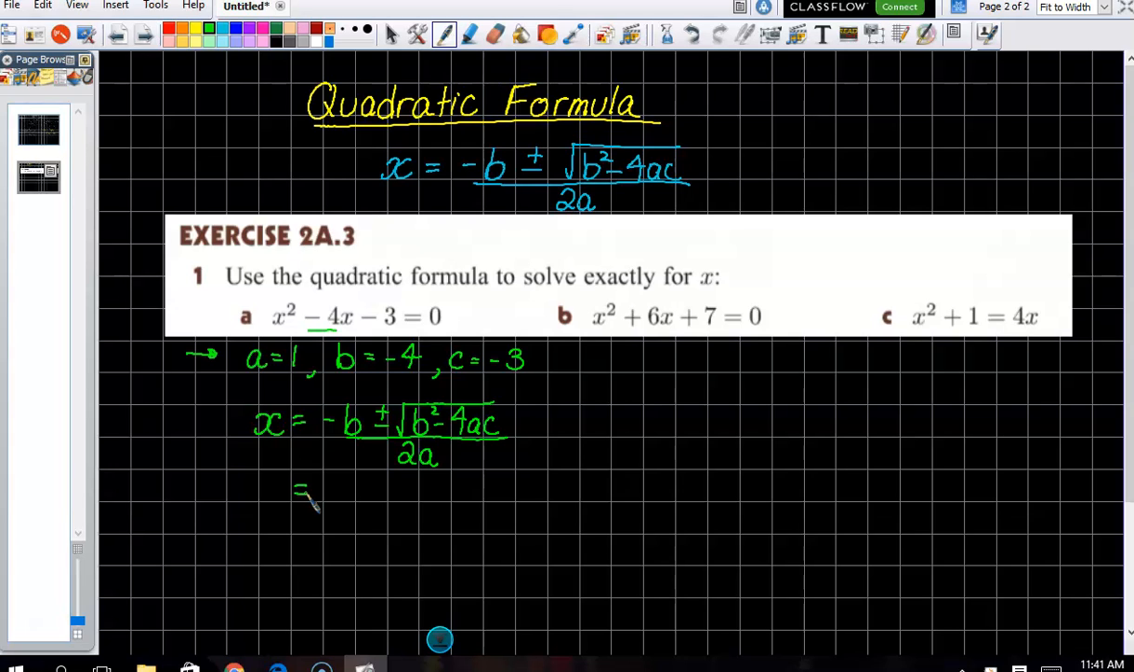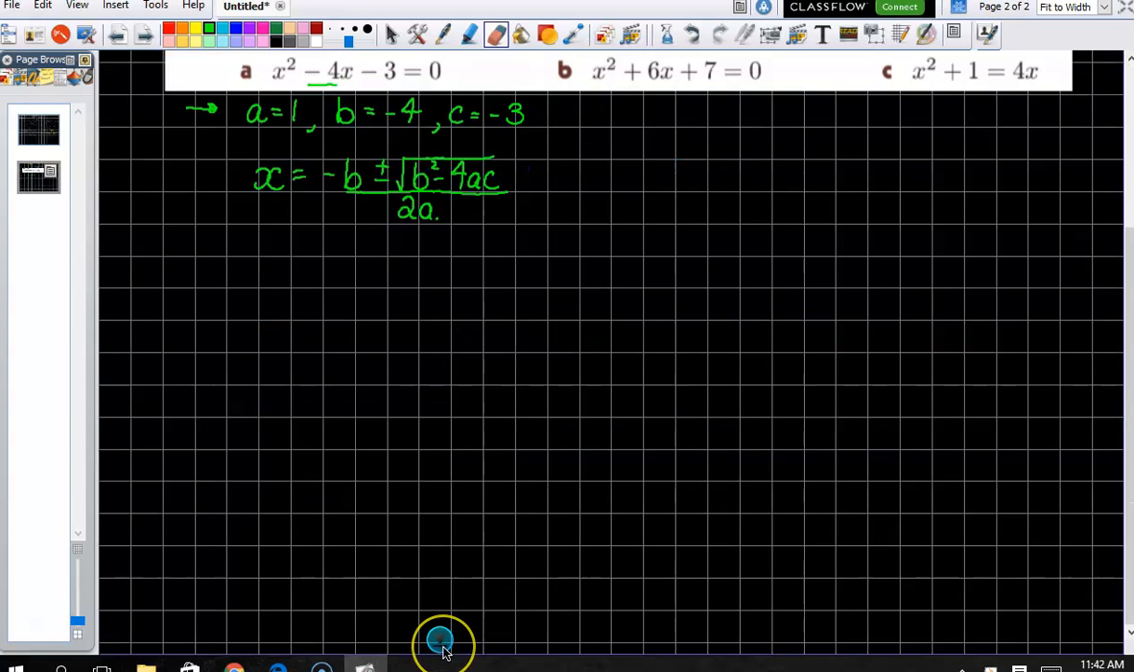We're all good? So, minus B, so -4, which means it's just 4. Plus or minus, I should have left a line there. I will rewrite that. So, -4 becomes 4, plus or minus, okay, B squared.